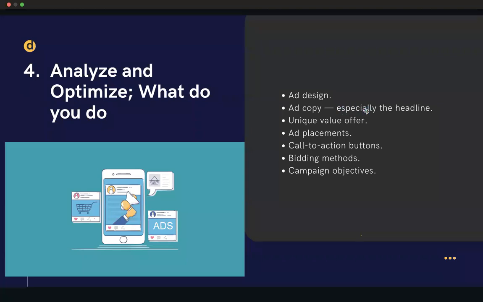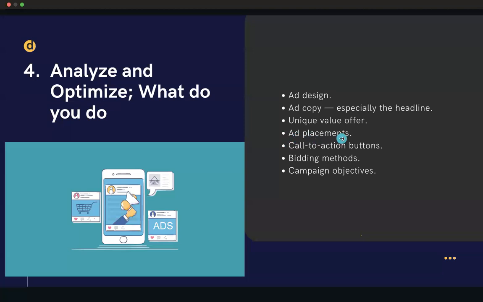You're saying, get this at 10% discount, best hair in Lagos, something. What's your headline saying? Then a unique value offer. Remember I talked about giving discounts and giving special content, right? You should always have value. So if your ads are performing low, then maybe your offer is not unique enough, right?